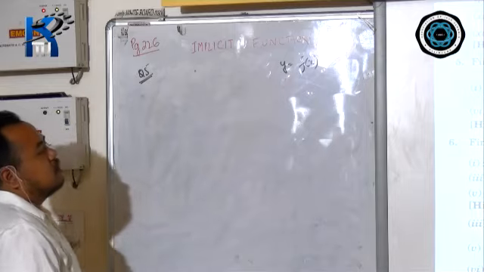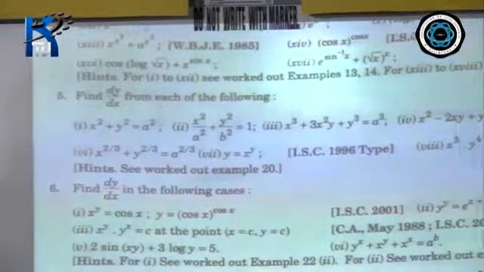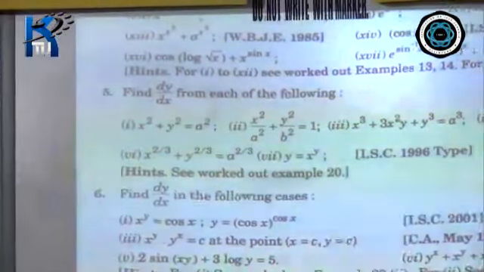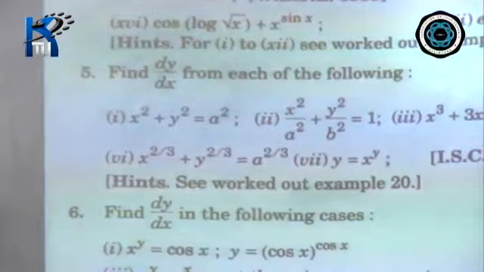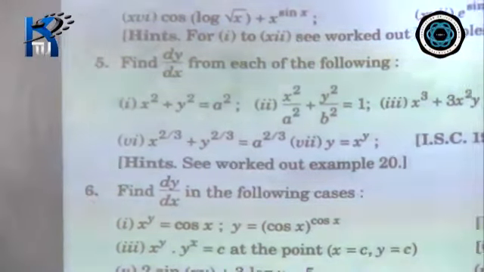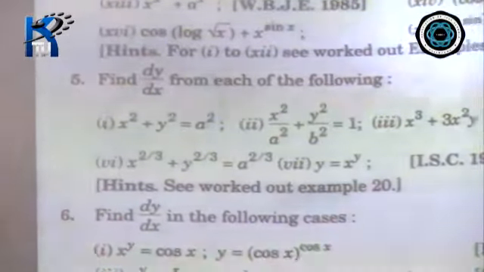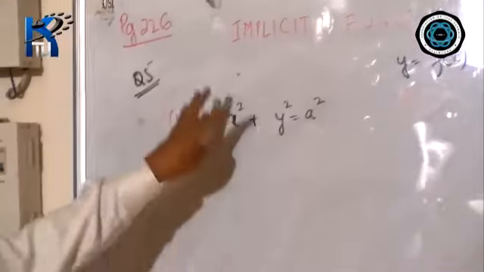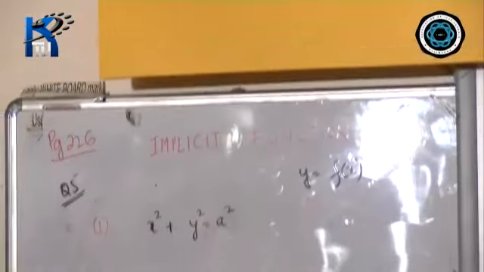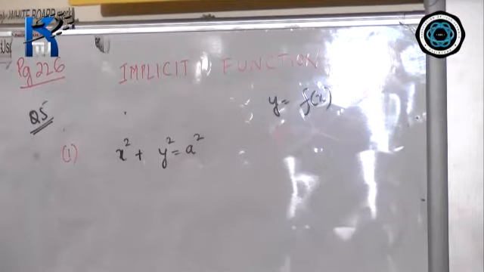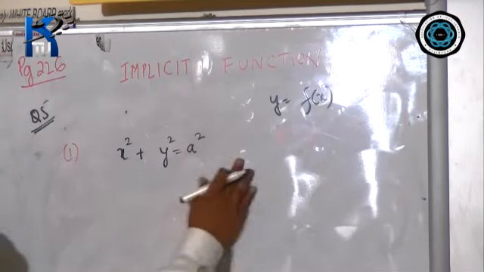I have taken the first question, question number 5, subdivision 1. I'll write down the question. I'm going to use the black pen only, I think it will be more visible. So 5 subdivision 1. Look at the question. It's x square plus y square equal to a square. Now look at this. This is an equation in which x and y are together, so that is why it is called an implicit function. So how do you differentiate? When you read the question, it says find dy by dx.